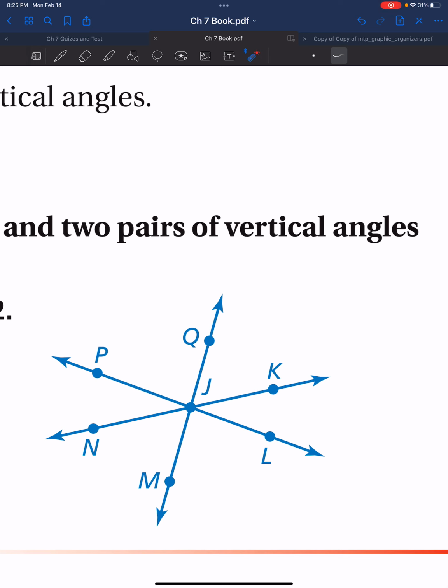Now let's do vertical. Vertical are right across from one another. It looks like we have a ton of vertical angles this time. I would say this angle and this angle, those two are adjacent, or sorry, vertical.